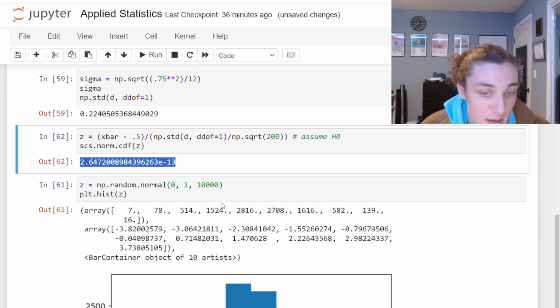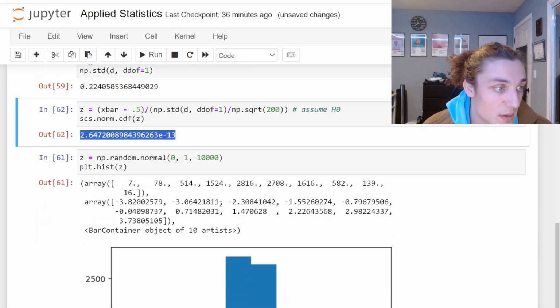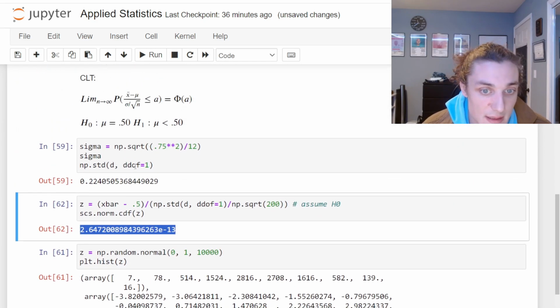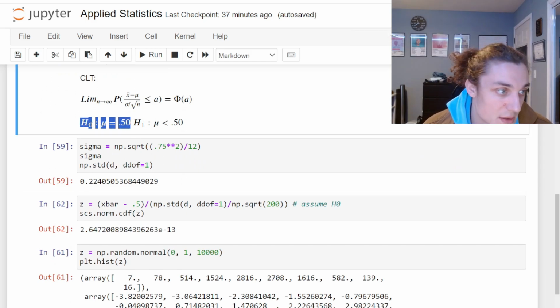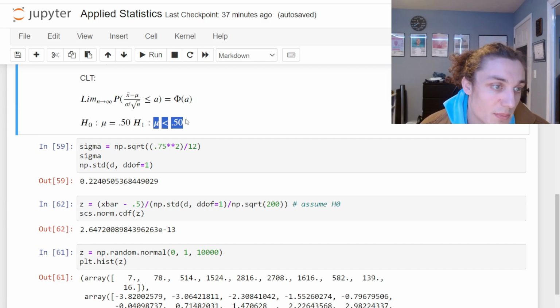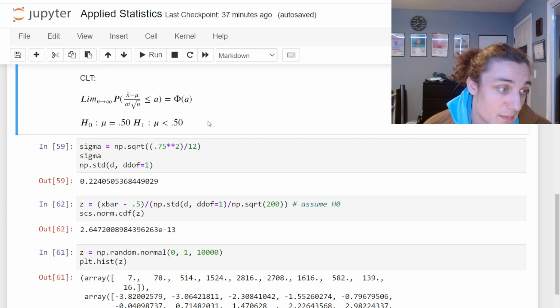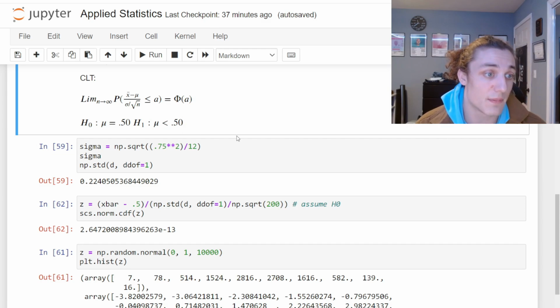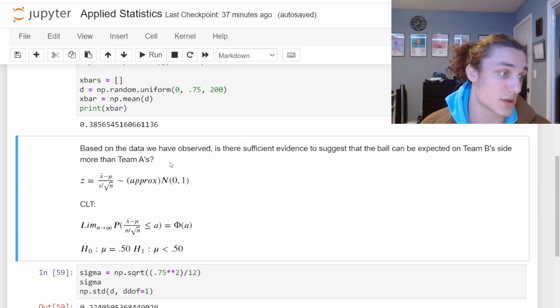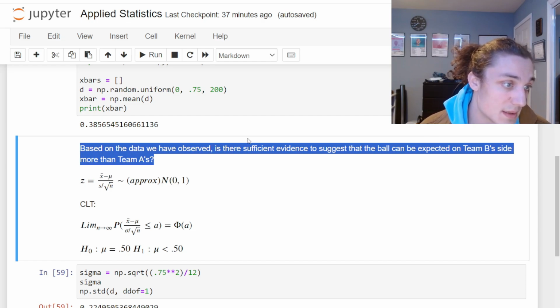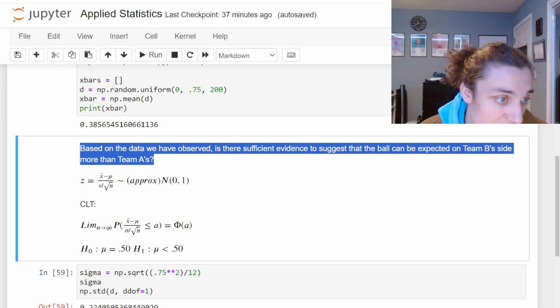Absolutely puny, right? So essentially what we're going to say is that this is not the case. We are going to reject the case that the population parameter is 0.5 in favor of the case that the population parameter is actually less than 0.5. Okay? And this is helpful, right? Why? Because now we can answer this question. Based on the data we observed, is there sufficient evidence to suggest that the ball can be expected on Team B's side more than Team A's, right?